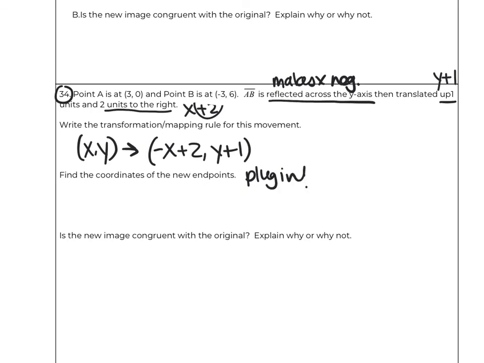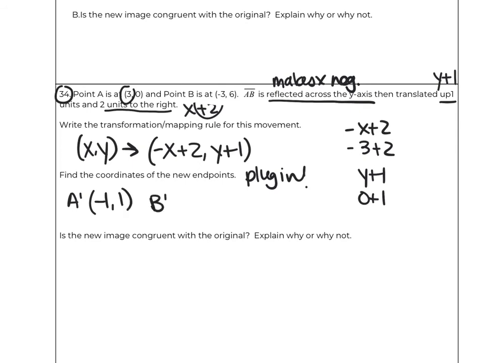So A was 3, 0. Make sure I'm finding the new one. Yes, so for the new I plug in. I want to plug in 3 because that's my x value. So negative 3 plus 2 is negative 1. And then if I plug 0 into the y plus 1, 0 plus 1 is 1. Okay, finish it off with B. Answers are in the back.